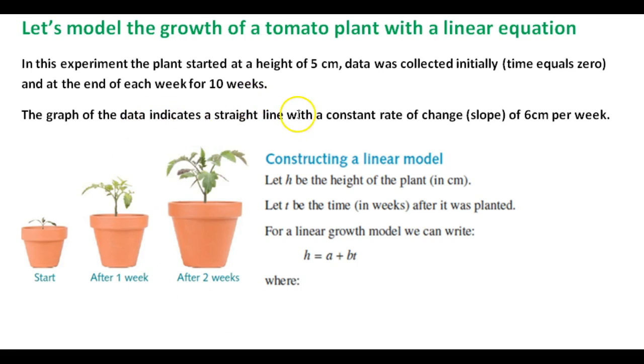In fact, they would have collected enough data to be able to figure out that the way the plant was growing, it was a constant rate of change of 6 centimeters a week. So the first thing when we do a linear model is we need to define our variables. The y variable is going to be called h here for the height of the plant in centimeters. The x variable is going to be called t here for the time in weeks after it was planted. And the model y equals a plus bx will become h equals a plus bt.